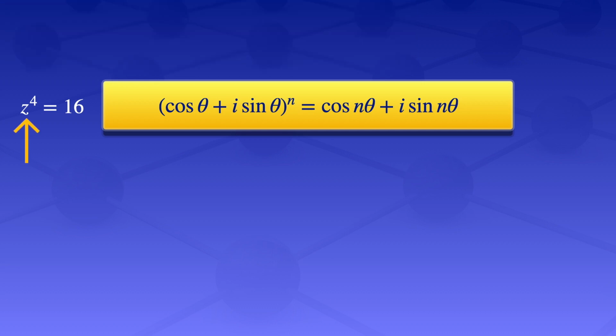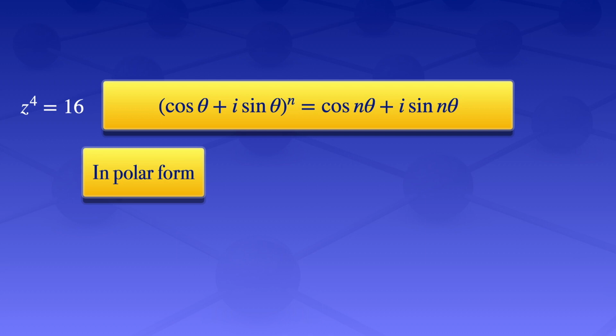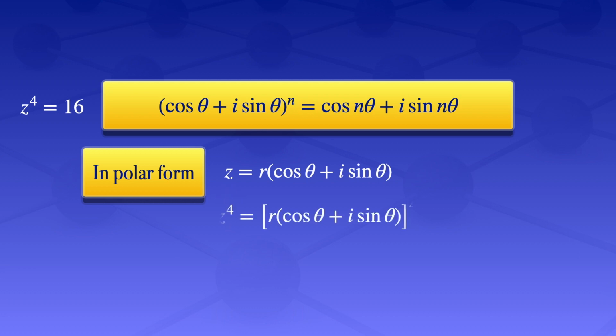We can write z in polar form, and it will be z is equal to r multiplied by (cosine theta plus i sine theta). On the left hand side of the equation we have z to the power 4. So if we raise that z, written in polar form, to the power 4, it gives us z to the power 4 is equal to [r multiplied by (cosine of theta plus i sine theta)] to the power 4. And then we can take that r outside the square brackets so that we have r to the power 4 multiplied by (cosine of theta plus i sine of theta) to the power 4.